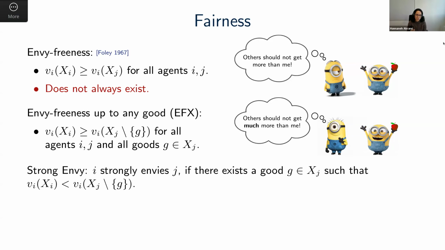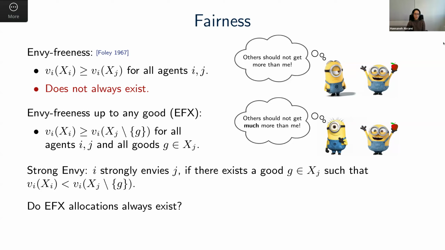Now let me give you one more definition, and that is a strong envy. We say agent I strongly envies agent J if there exists a good in J's bundle such that even after the removal of that good, the envy persists. So vi of xi is less than vi of xj minus g for some good g in xj. In other words, an allocation is EFX if and only if there exists no strong envy between any pair of the agents.